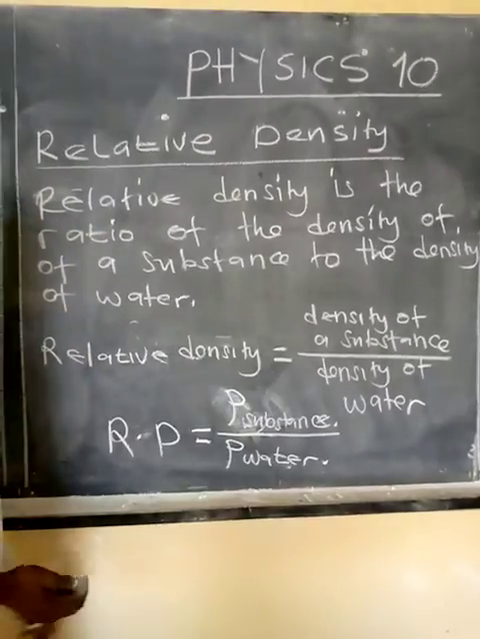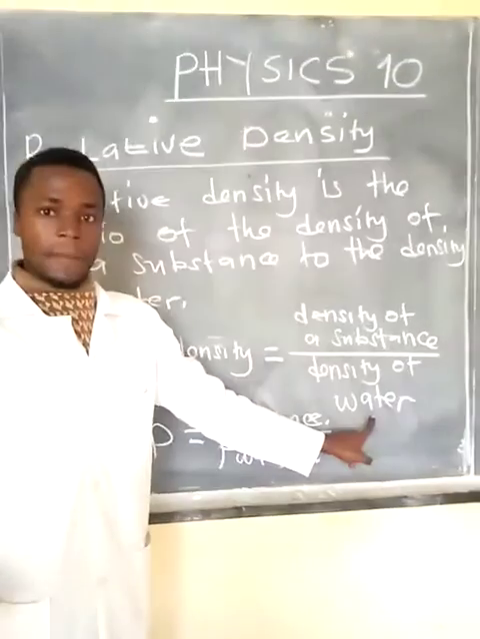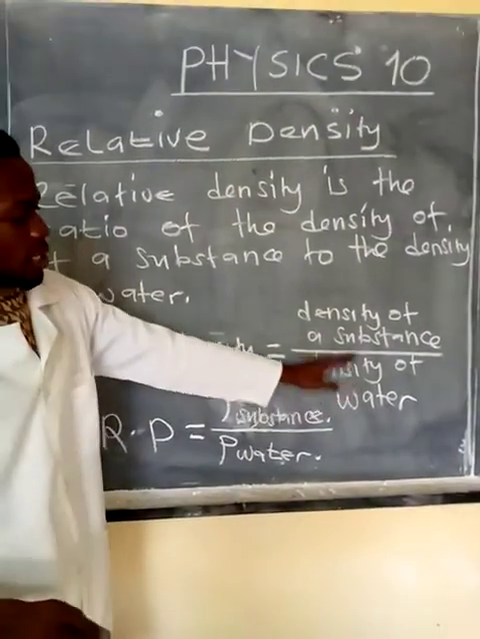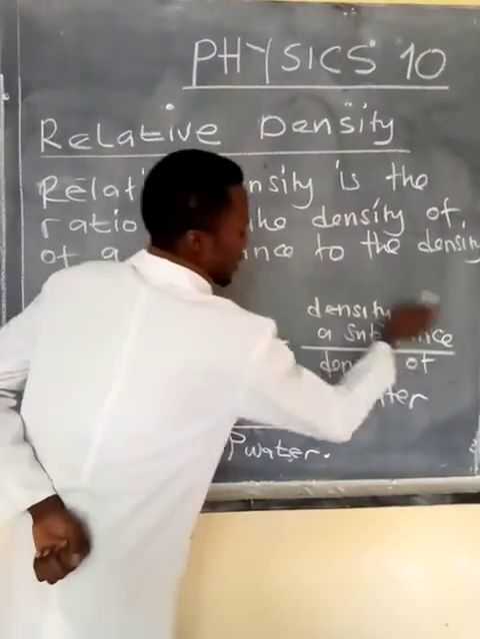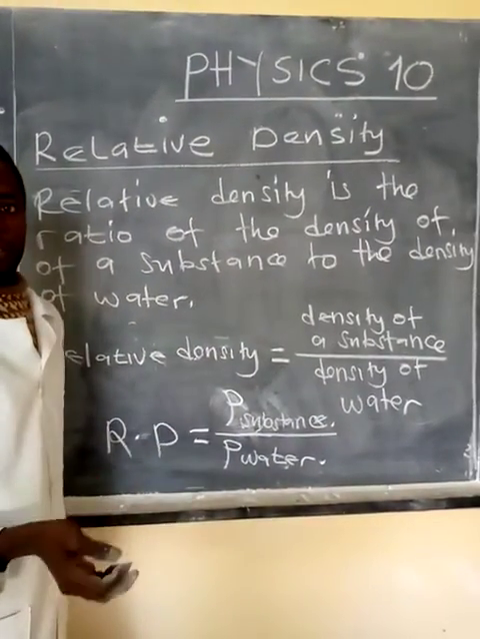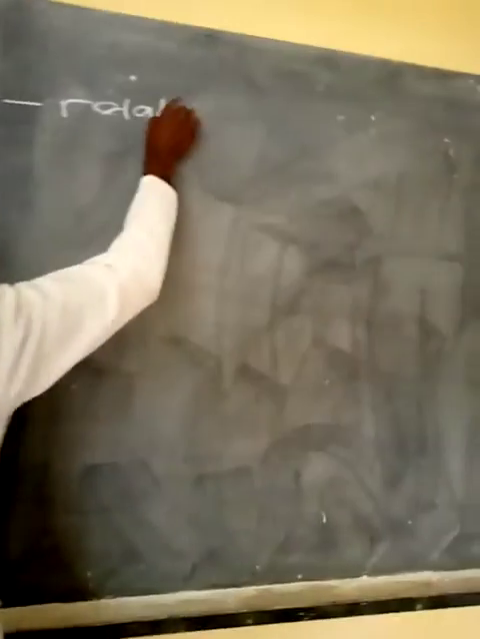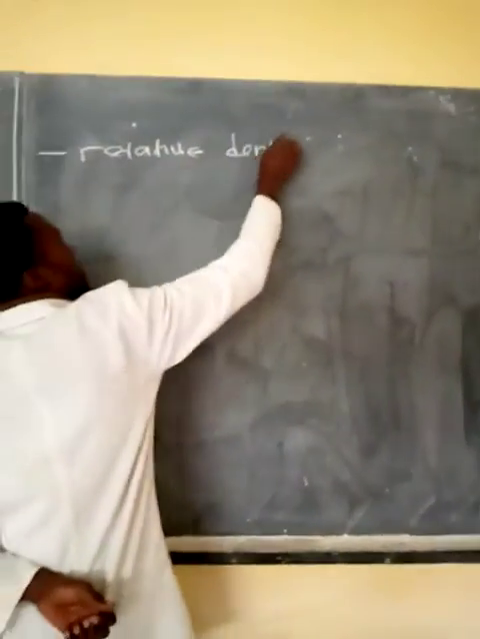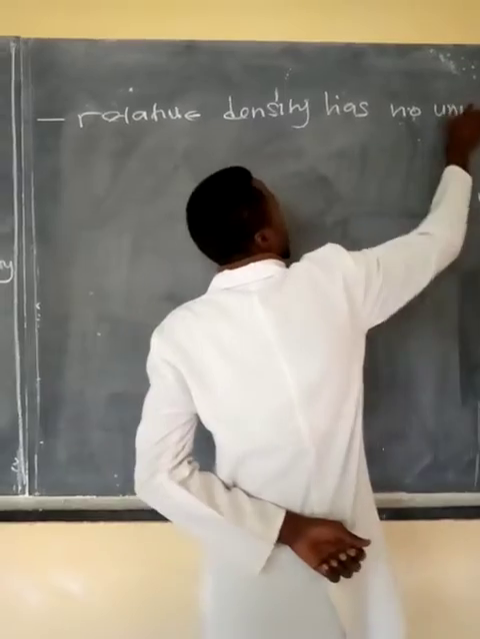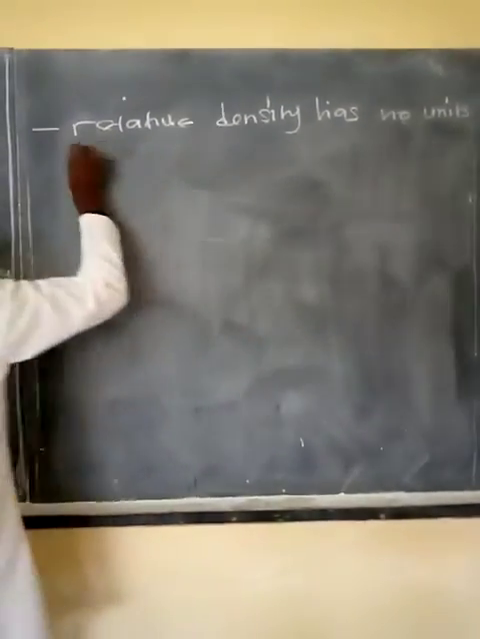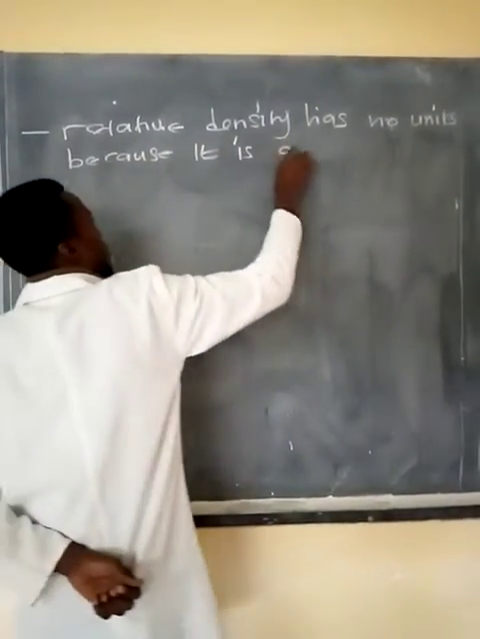Now, since this is just a ratio of density of a substance to density of what? Water. And we cannot put units for relative density. Because you understand this is what? A ratio. A ratio has got no units. So simply say relative density has no units because it is a ratio.